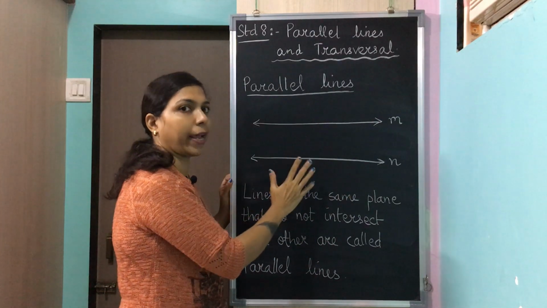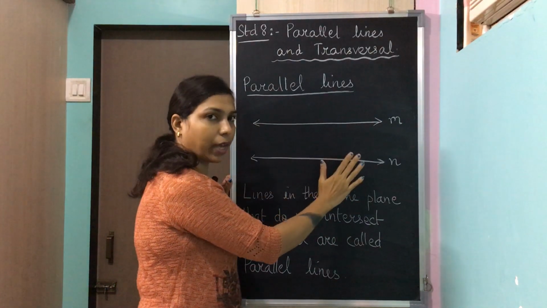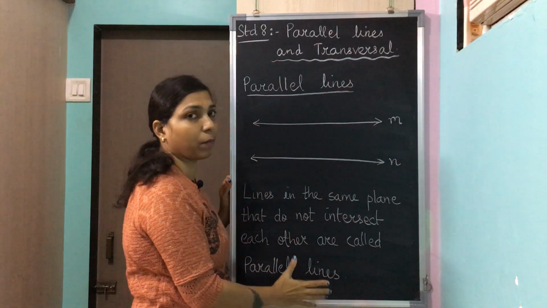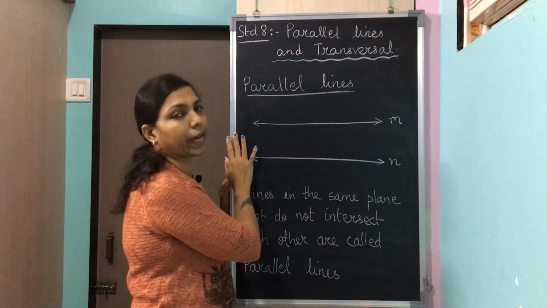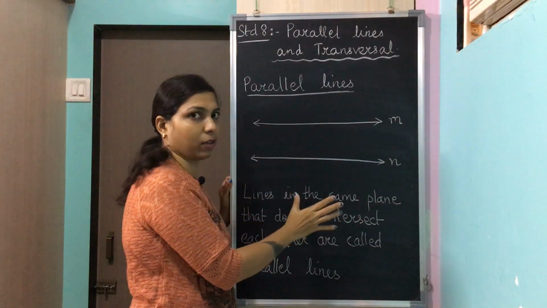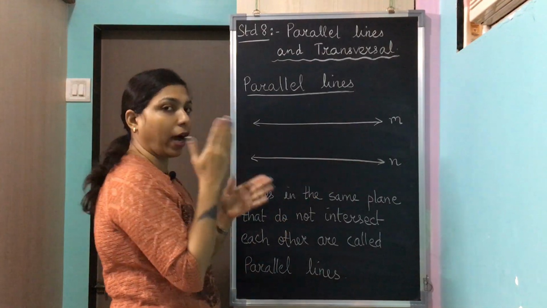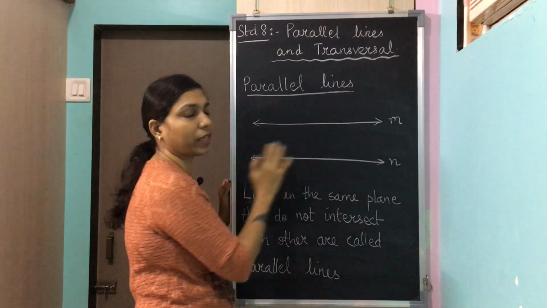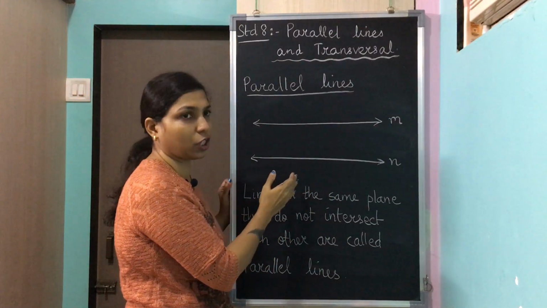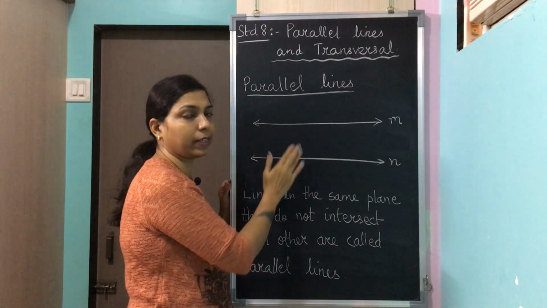Now both those lines are present on the same plane, that is, both of them have been drawn on the same blackboard, on one single blackboard, which means that both the lines are on the same plane. Okay, and are these two lines joining each other or are they crossing over each other? No, they are not joining or crossing over each other at any point. So these two lines are not intersecting each other.